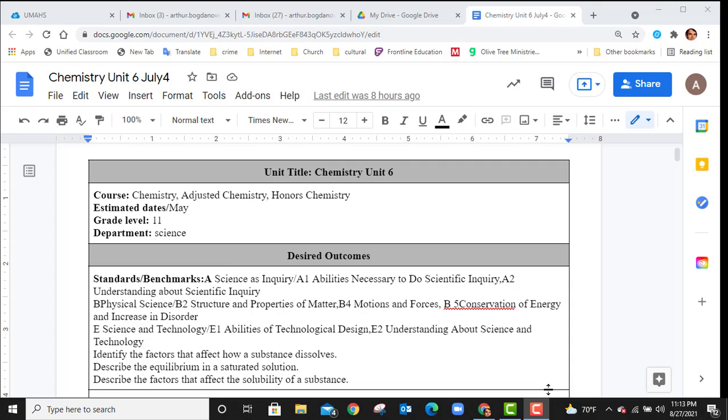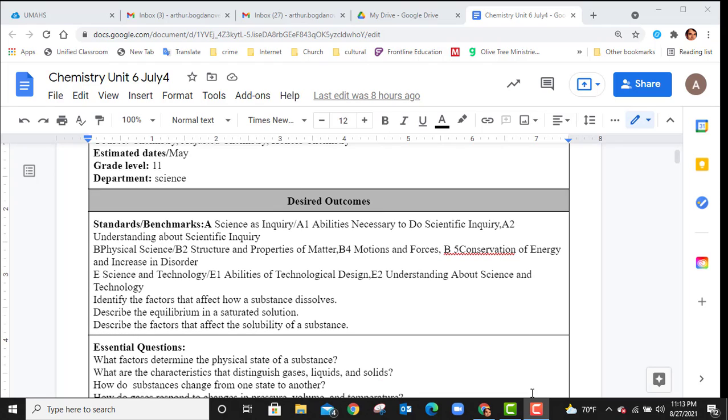And then we have B, physical science. B2 would be structure and properties of matter. B4 would be motion and forces. B5 would be conservation of energy. And then science and technology would be E. That would include E1, abilities of technological design. E2, understanding about science and technology.